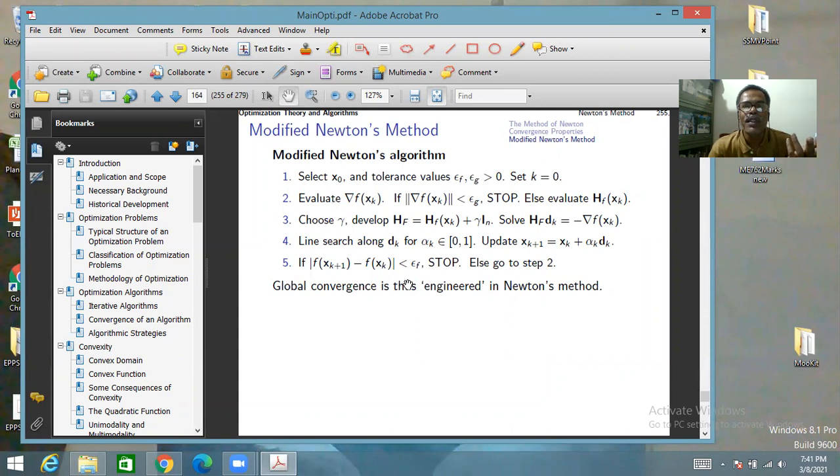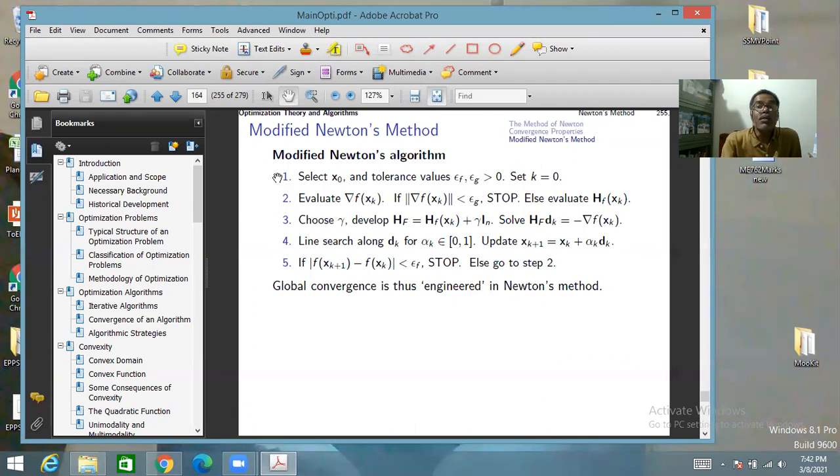Of course, here there will be another little step. I mean, that is trivial. That is increment k and go here. So increment k and go to step 2. So global convergence is thus engineered in Newton's method: one, by enriching the diagonal of the Hessian, and two, by line search.